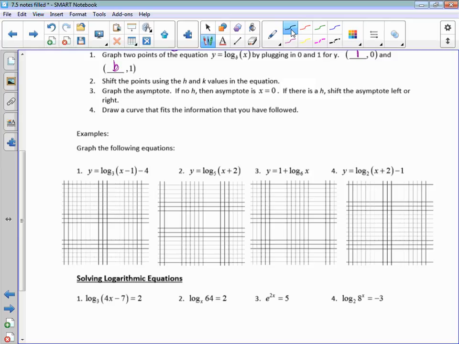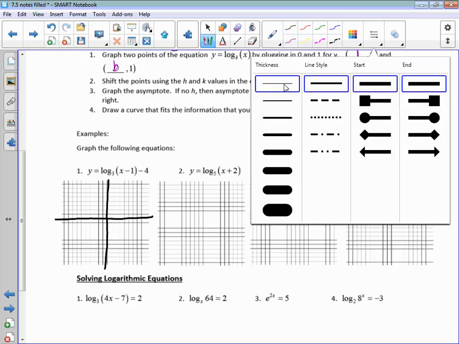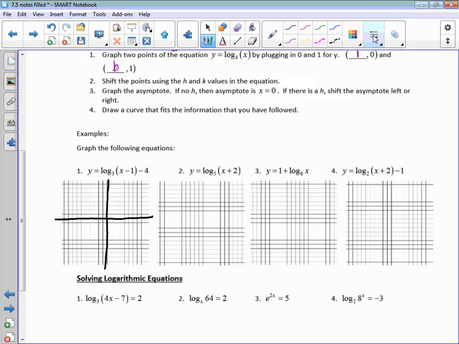So again, your graph looks prettier than mine, right? All right, so what I am going to think about graphing is the equation y equals log base 3 of x.